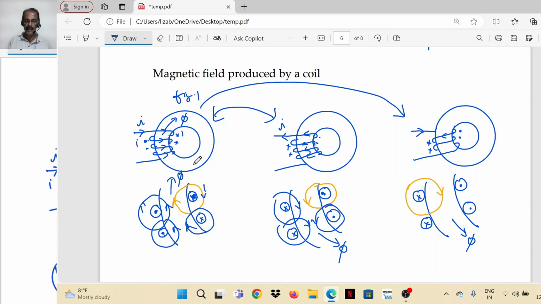So what is the difference between figures 1 and 2? In 1 and 2, the current direction is reversed. So the direction of the magnetic field also is reversed.